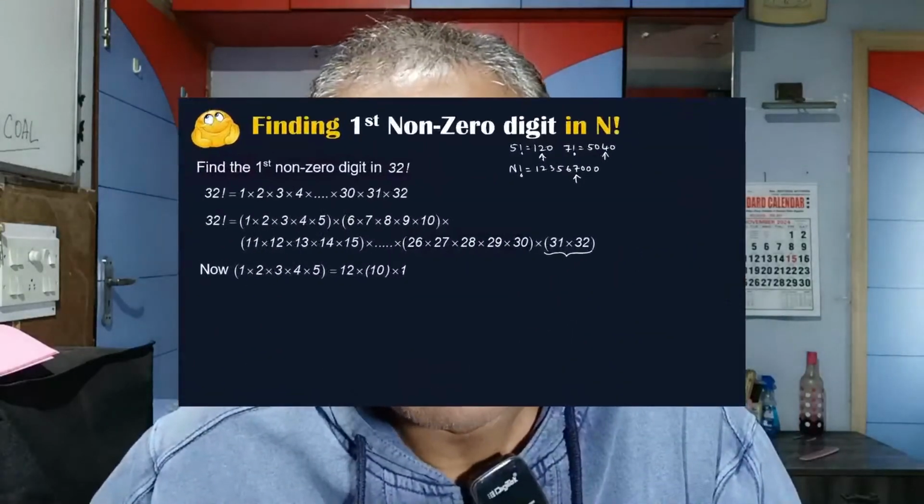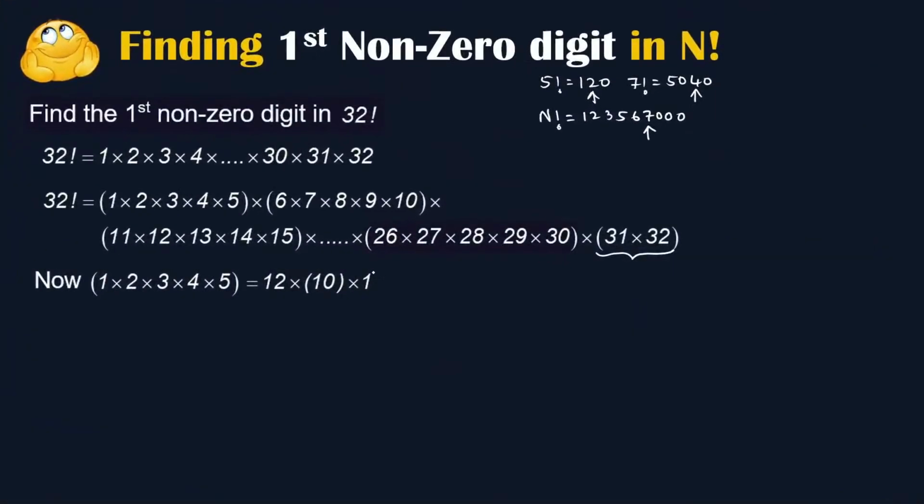That is, if you see, what is 1 into 2 into 3 into 4 into 5? That gives us 120. And if I remove this 0, what is the last digit that you are getting? Which is nothing but 2. And which is eventually the first non-zero digit. Getting my point? That is the reason why I have kept this 0 aside.